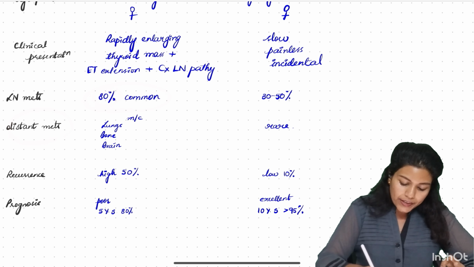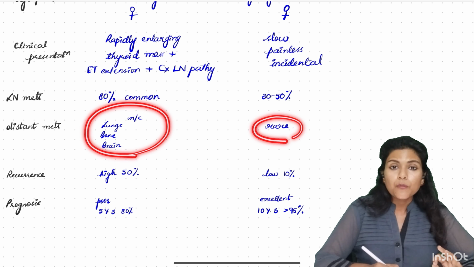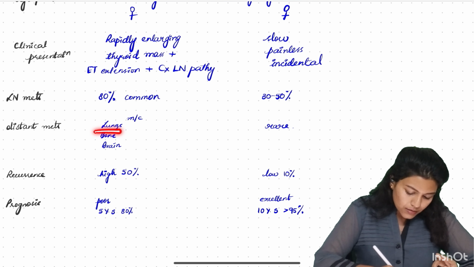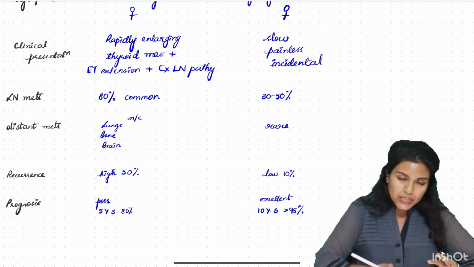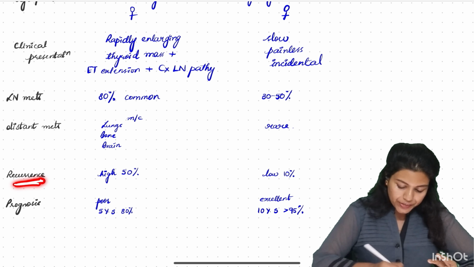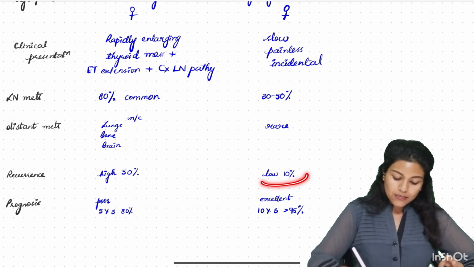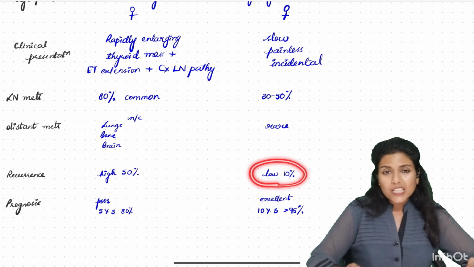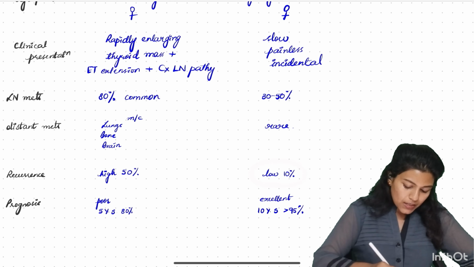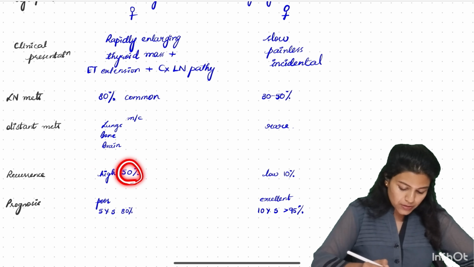Distant mets are also rare with the classical ones, whereas with the aggressive ones, distant mets are more common, like lungs, bone, and brain, which are the most common sites to be involved by the Hobnail PTC. Coming to the recurrence rate, the classical ones have a low recurrence rate. It is slow growing, so it is low risk, with about 10% recurring, whereas the aggressive ones have a higher recurrence rate of about 50%.